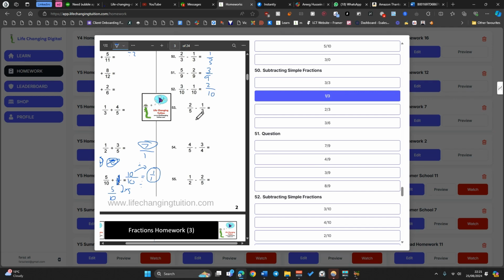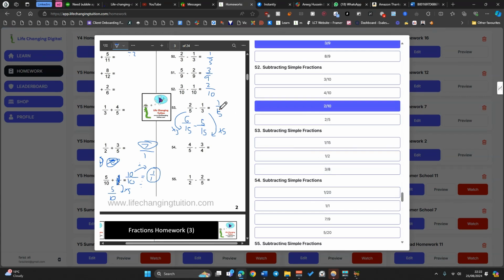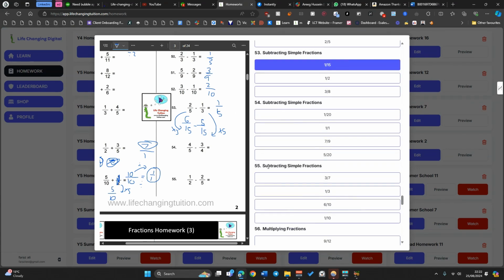Alright, so we have to subtract these. That'll give us 15 at the bottom, 15 here. What we're doing is times by 3, times by 5. This is 6, and this is 5. Now we can minus these two and get 1 over 15. That was question 53. So this one was 2 over 2, question 51 was 3 over 9, this one was 2 over 10, and then question 53 is 1 over 15. There we go.